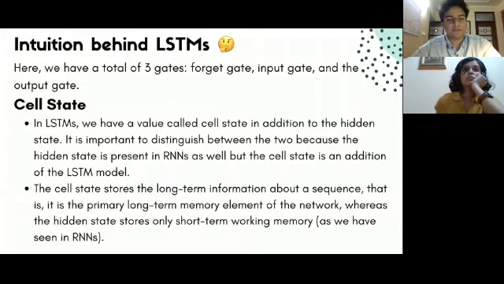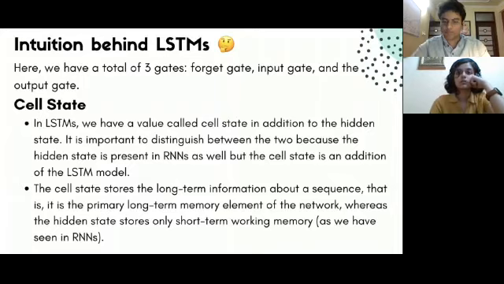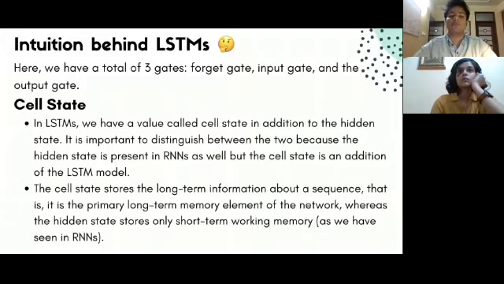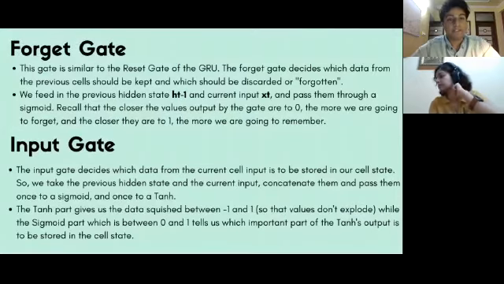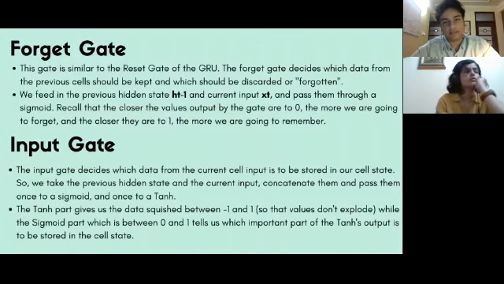In LSTMs, we have a value called the cell state in addition to the hidden state. It's important to distinguish between the cell state and the hidden state, because the hidden state is present in RNNs as well, but the cell state is an addition of the LSTM model. The cell state stores the long-term information about a sequence. That is, it's the primary long-term memory element of the network, whereas the hidden state stores only the short-term working memory, right? So I hope you got that. Cell state, long-term; hidden state, short-term. That's about it. So now we can jump on to the forget gate and the input gate.